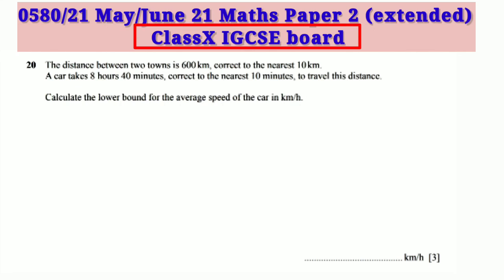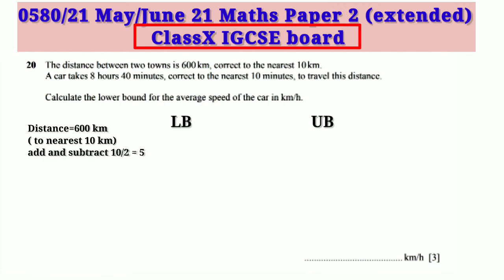20th question. The distance between two towns is 600 kilometers, correct to the nearest 10 kilometers. A car takes 8 hours 40 minutes, correct to the nearest 10 minutes, to travel this distance. Calculate the lower bound for the average speed of the car in kilometers per hour. Let us first calculate the lower bound and upper bound for distance. Distance given is 600 kilometers, nearest to 10 kilometers. So we will add and subtract 10 by 2, that is 5 kilometers. So 600 minus 5 gives us the lower bound 595 and the upper bound will be 600 plus 5, that is 605.